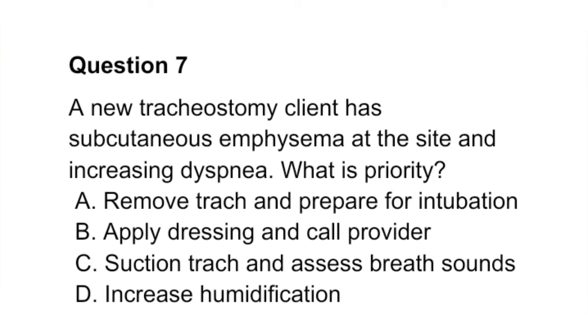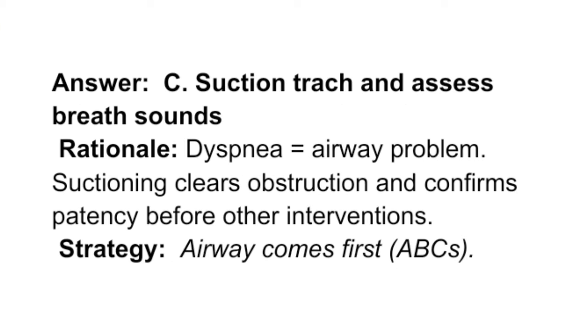Question 7. A new tracheostomy client has subcutaneous emphysema at the site and increasing dyspnea. What is the priority? A. Remove trach and prepare for intubation. B. Apply dressing and call provider. C. Suction trach and assess breath sounds. D. Increase humidification. Answer: C. Suction trach and assess breath sounds.